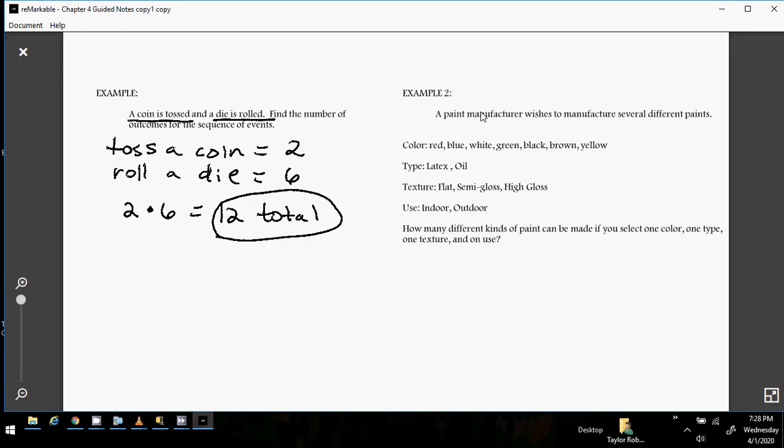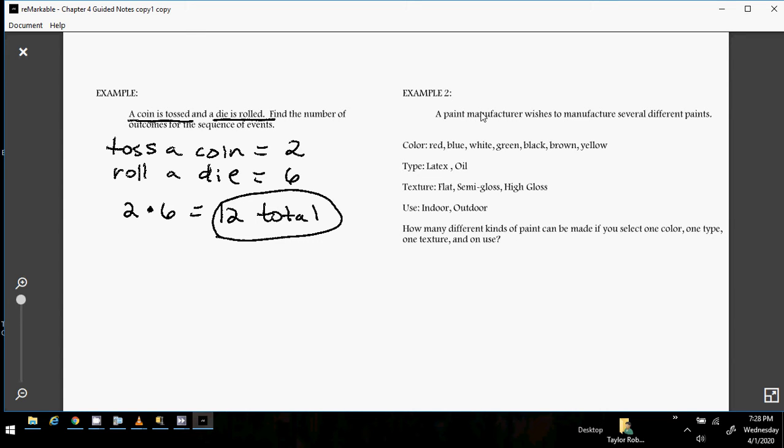So example 2, very similarly, says a paint manufacturer wishes to manufacture several different paints. If you've ever been to Home Depot, you've seen where you can buy paint. I always thought you could just pick out the pretty color and that would be it. But no, they ask you all these questions, whether it's an indoor or an outdoor paint. I can usually answer that. But then when it talks about semi-gloss, high gloss, eggshell, not eggshell, I'm completely confused.